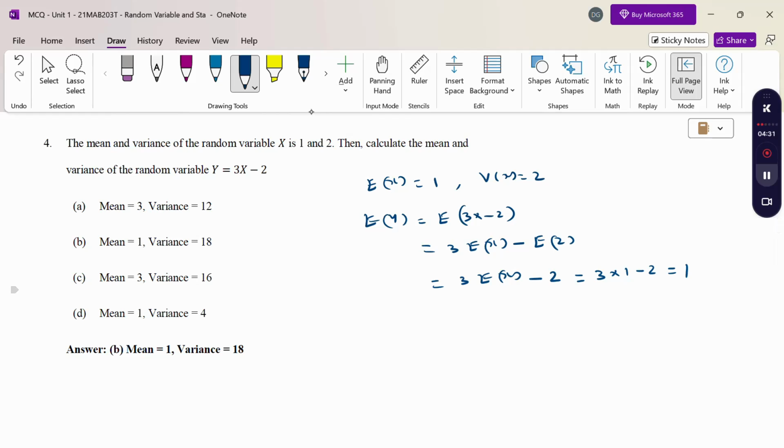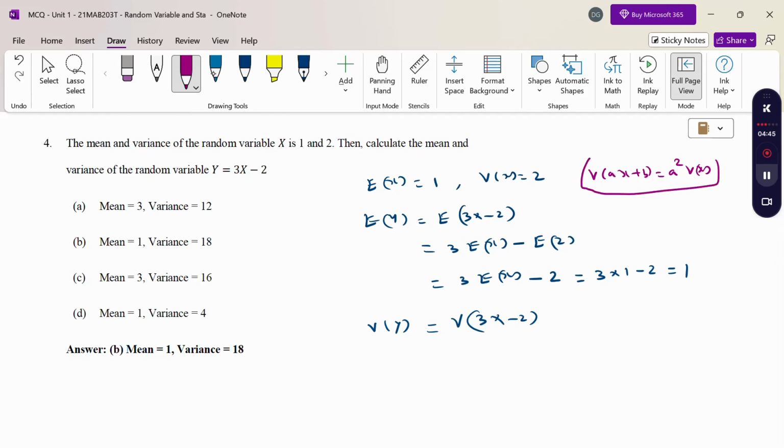See here 1. And then variance of y, variance of 3x minus 2. The property is variance of ax plus b equal to a square into variance of x. Therefore here 3 square variance of x, so 9 into variance of x, that is 18. The option is mean of y 1 and the variance of y 18, option B.